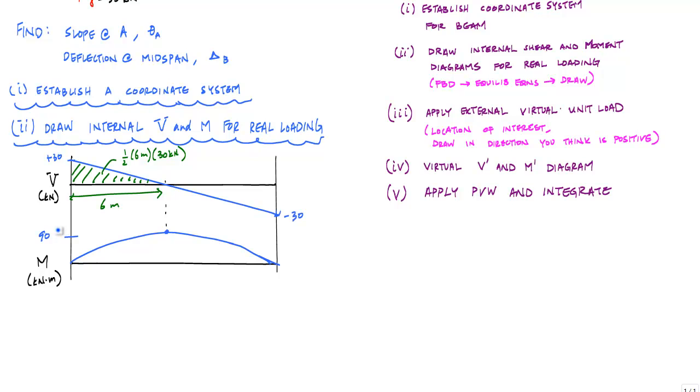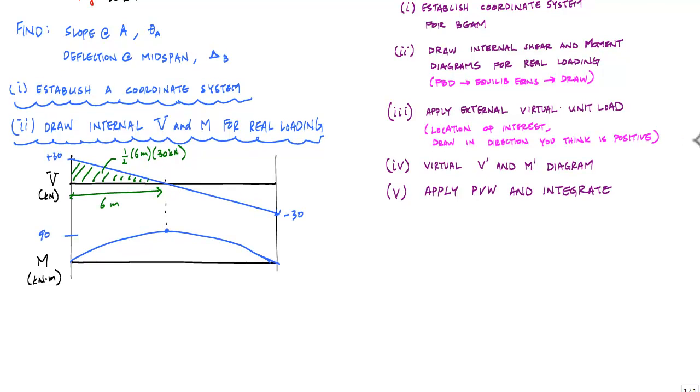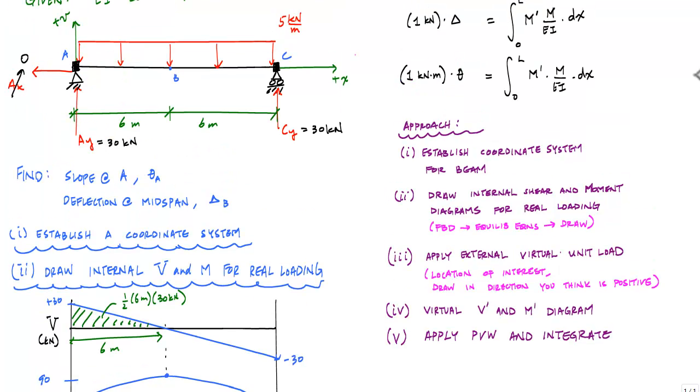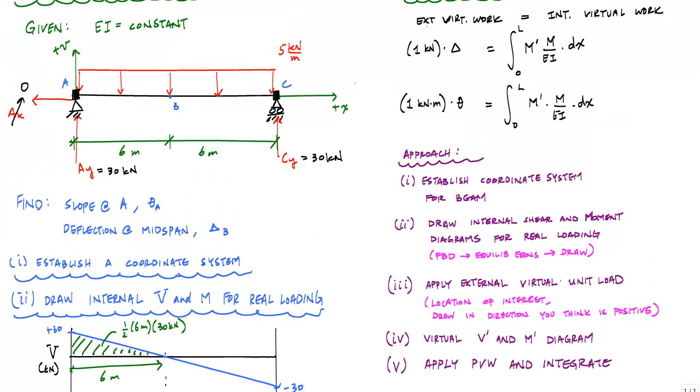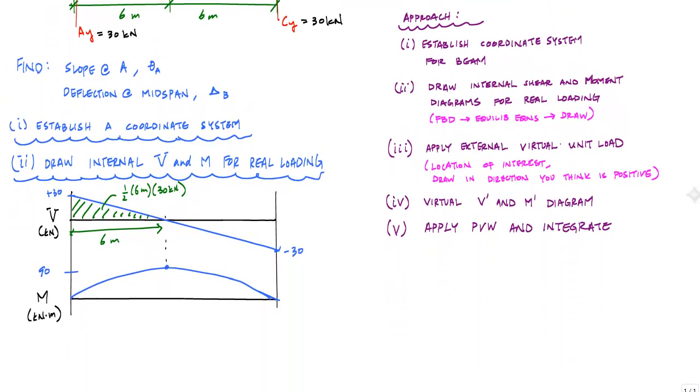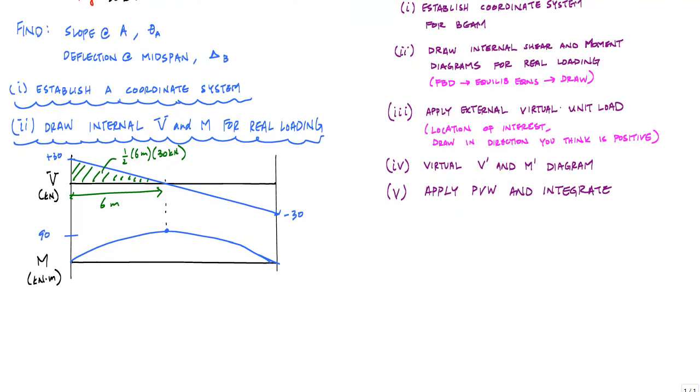Now, if you've watched the previous videos or the previous examples, then you know that I consider this real moment diagram to really be a curvature. And so since I have a constant EI, really what we're doing with this real moment diagram is coming up with a curvature diagram. So I'm going to call this M over EI. And all these values will be divided by EI. Now we're ready to look at the virtual structure with the virtual loading and get virtual shear and moment diagrams.